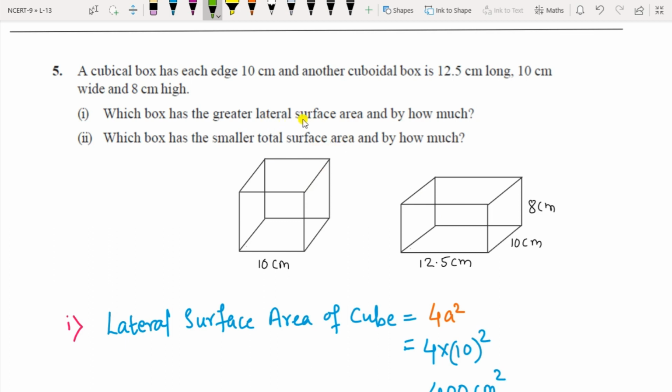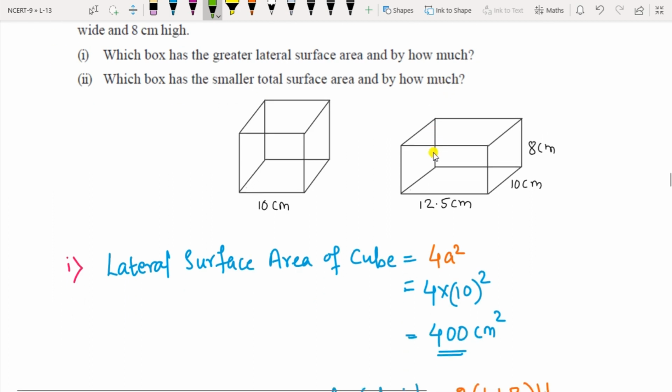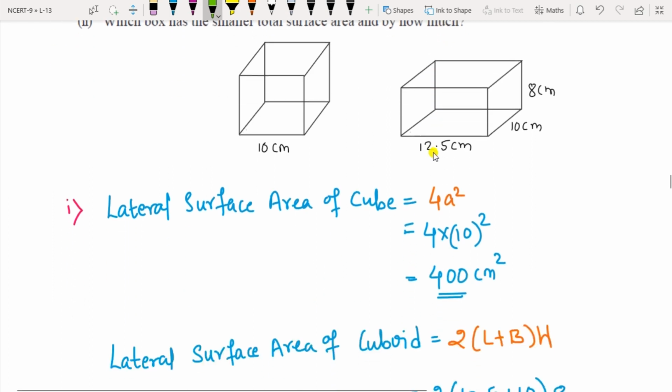Which box will have the greater lateral surface area and by how much, and which box will have the smaller total surface area and by how much, that you have to calculate. So for both, you have to find the lateral as well as the total.